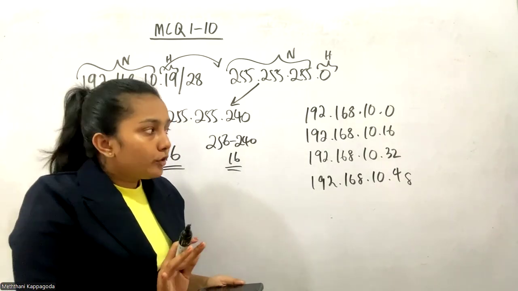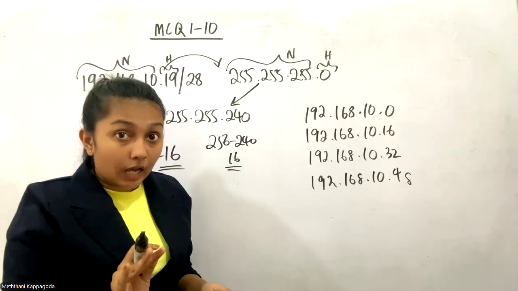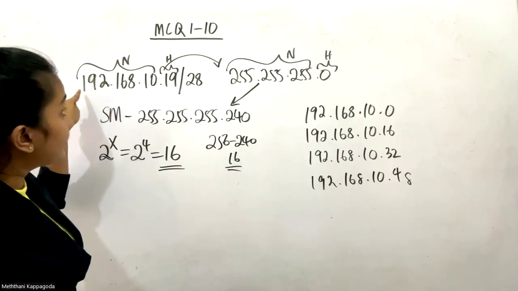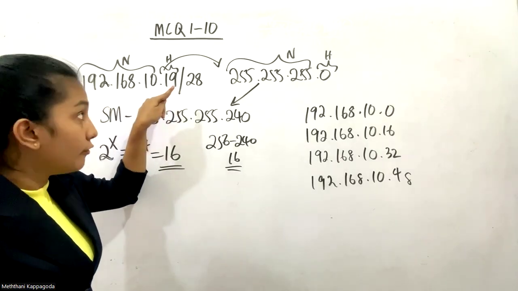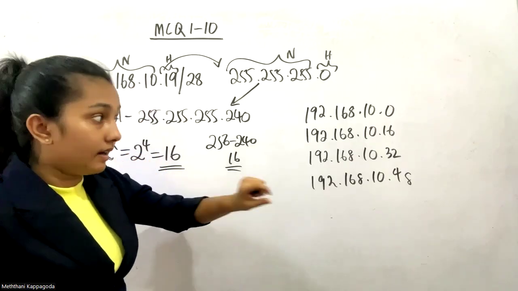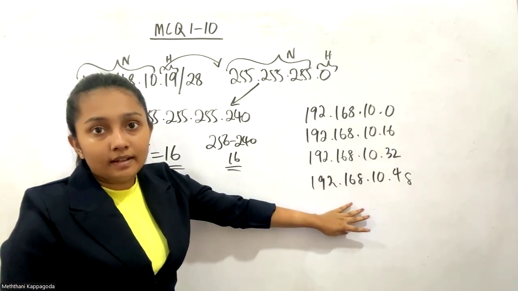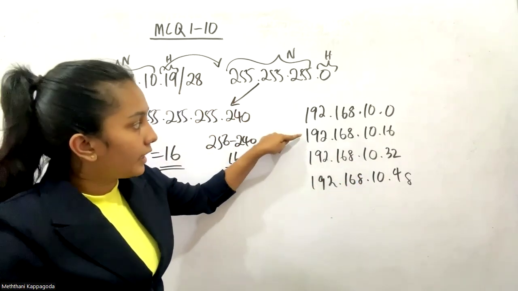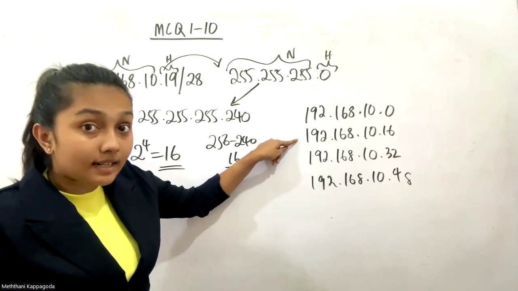Now we do not need to write all those subnets. Now you can check to which subnet this IP address belongs. Dot 19 belongs to the second subnet.